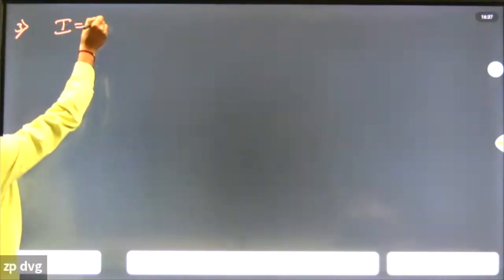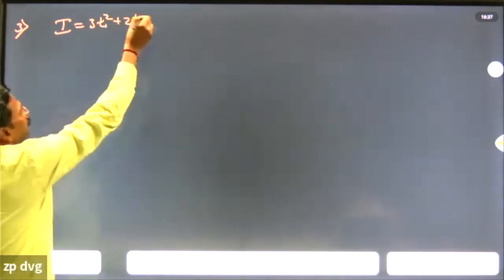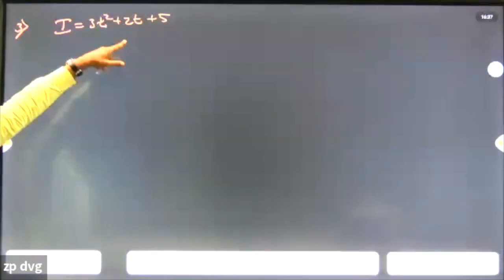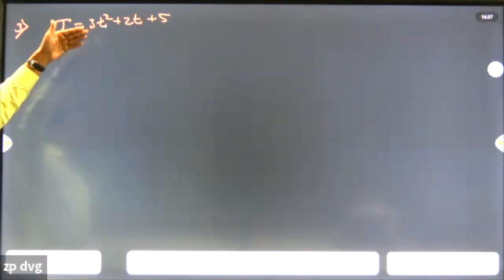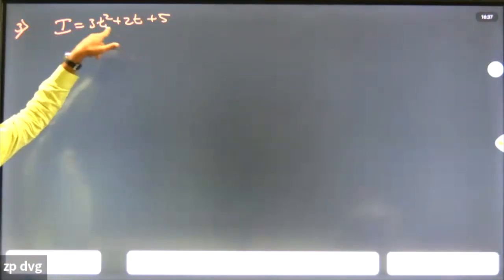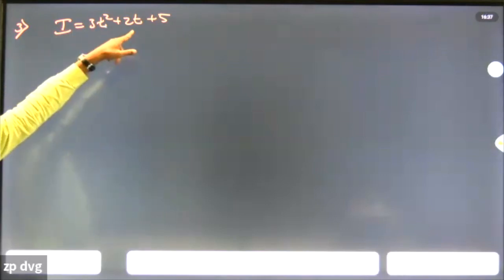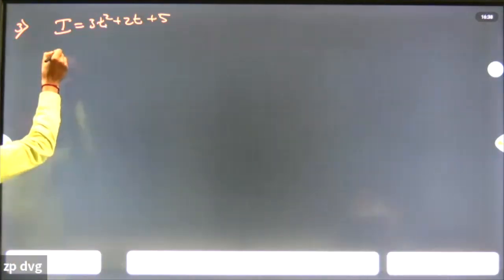So question number 3 is this: the current flowing through a wire depends on time as I equal to 3t square plus 2t plus 5. Okay, so the current expression is a function of time. It is not a steady current, it's a variable current. If this is the equation for current, let's find out the charge flowing through the cross section of the wire in time t equal to 0 to 2 seconds.